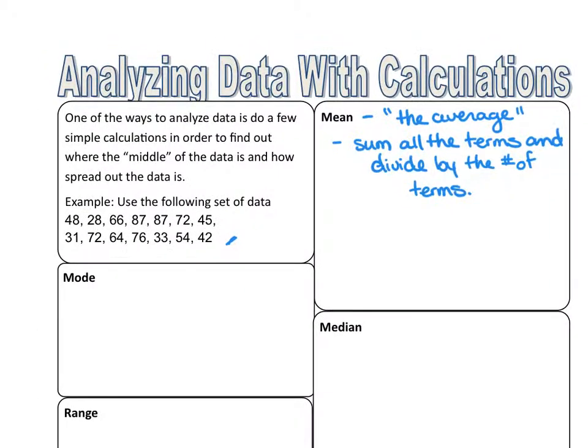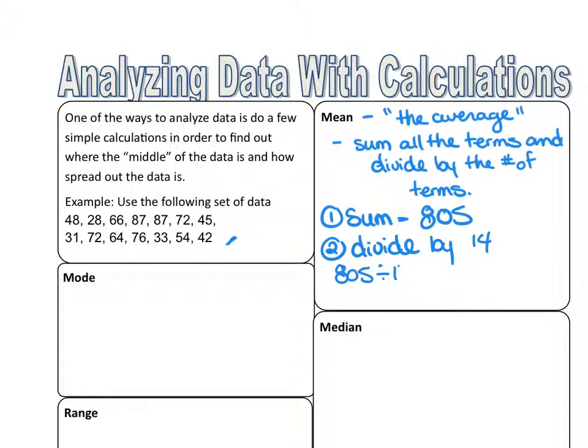So using our example, let's do that. The first step, we're going to add them all up. If you add them all up, we got 48 plus 28, and so on. I added them up and got a total sum of 805. Then you divide by how many you have. If you counted how many numbers we have, it's 14. So 805 divided by 14 is 57.5. For this set of data, it could be marks in a class, we would say our average mark is 57.5.